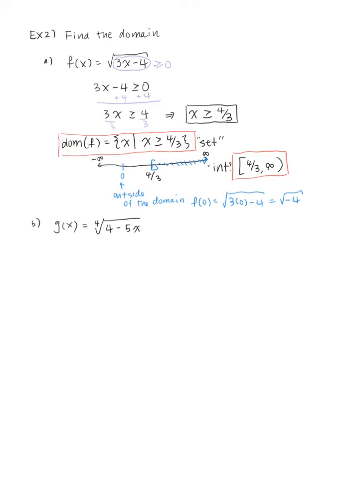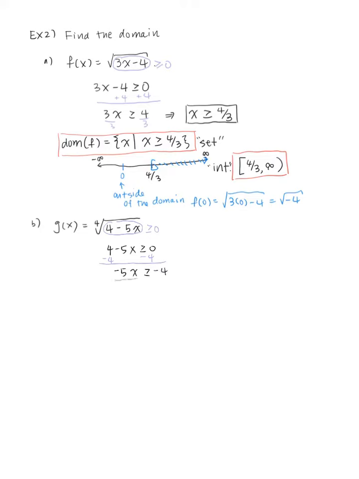Let's find the domain of g of x, which is going to be the 4th root of 4 minus 5x. So again, here we're given an even root. So our restriction is that whoever sits inside of the radical must be greater or equal to 0. All right, so now I'm going to write down the restriction. And all we have to do is solve for x. So I'm going to subtract 4. Then here you're going to have negative 5x is greater or equal to negative 4.